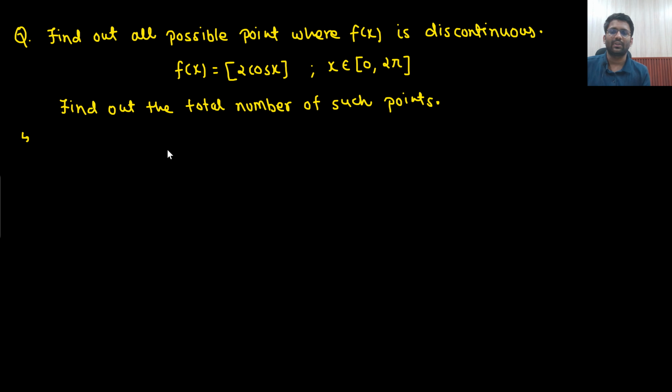Absolutely clear, sir. Let's go to the next question. Find out all possible points where f of x is discontinuous. This is your greatest integer function. Find out all the points, how many points are there such that x belongs to 0 to 2 pi?